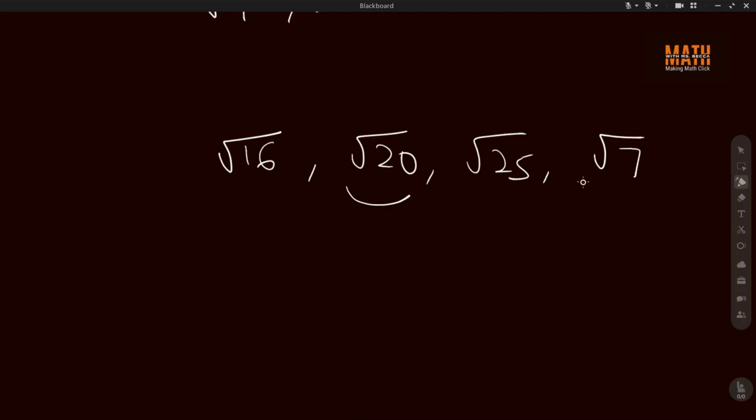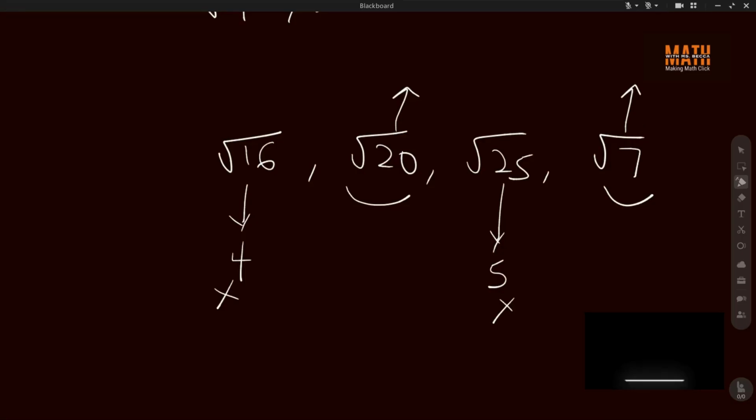Root 20 and root 7 are surds because they are not perfect squares. For example, the square root of 16 gives 4, so it is not a surd. The square root of 25 gives 5, so it is not a surd. But the square root of 20 and the square root of 7 don't give a whole number, so they are surds. Did you get that? So surds are nature's way of saying not everything can be measured exactly.